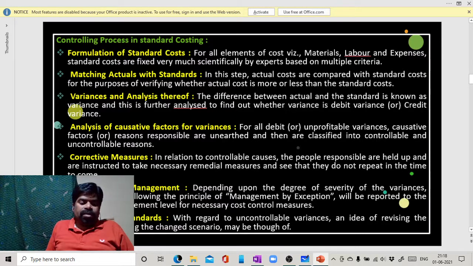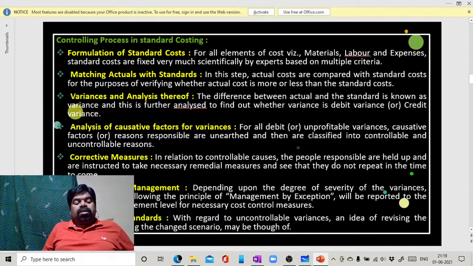Next, corrective measures. So in relation to controllable causes, the people responsible are held up and are instructed to take necessary remedial measures and see that they do not repeat in the time to come. So all the measures, controllable causes, the people responsible are held up and instructed to take necessary remedial measures. So sometimes remedial measures also can be taken into consideration as corrective measures. So that also can be performed with the help of these standard costs.